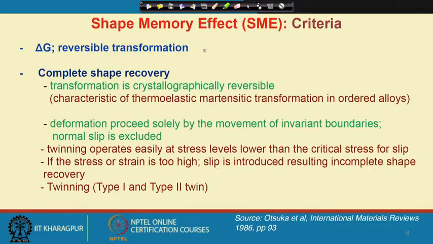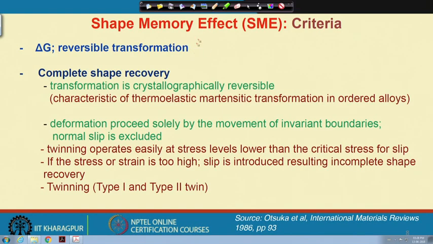And this transformation from austenite to martensite with two different types of twins, then plastic deformation, then we reheat it. So, this whole transformation should be reversible. Reversible means austenite to martensite and martensite to austenite. So, there should be a reversibility of the transformation, then only we can achieve the shape memory effect. So, this is one of the very important criteria for achieving shape memory effect.